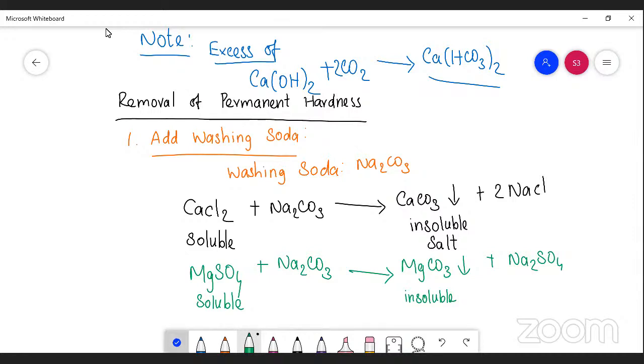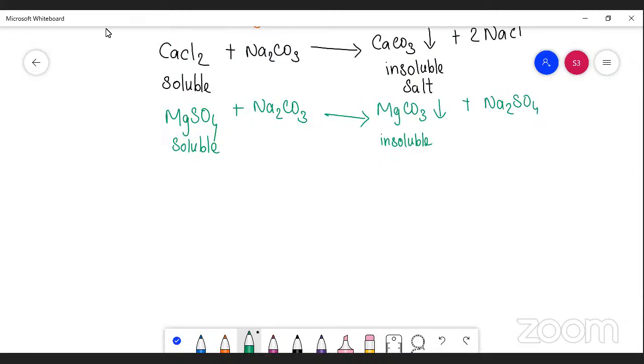Now the second method is the Calgon process. What is that? We are taking the second method, by adding Calgon. What is Calgon? Calgon is nothing but sodium hexametaphosphate.